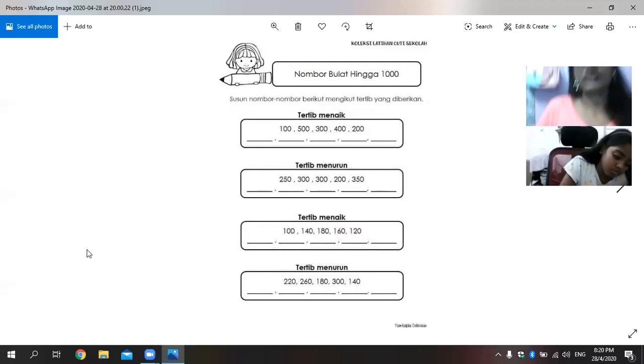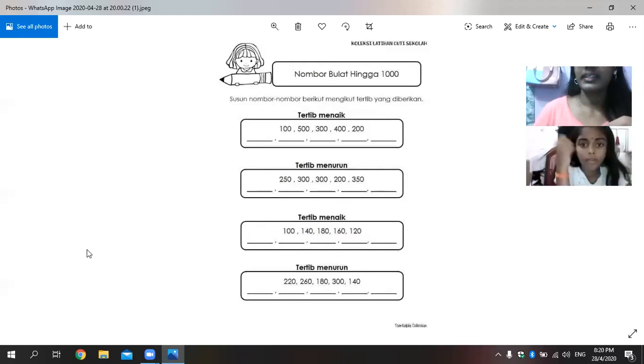So this is today's exercise. You can start writing. I know number one. Write down the question. Tertib menaik, Praveena, not menurun. Write down the question and then answer.